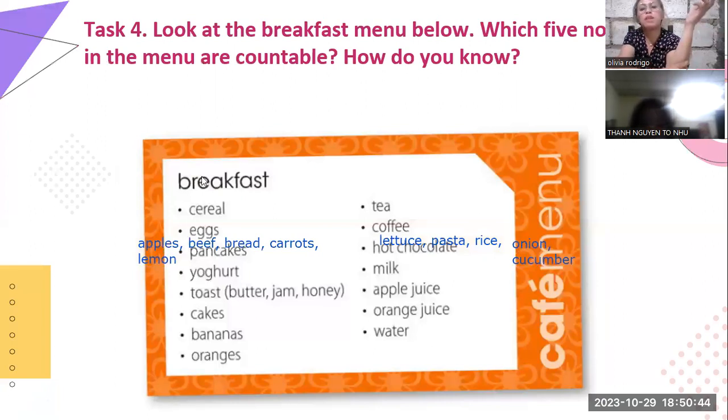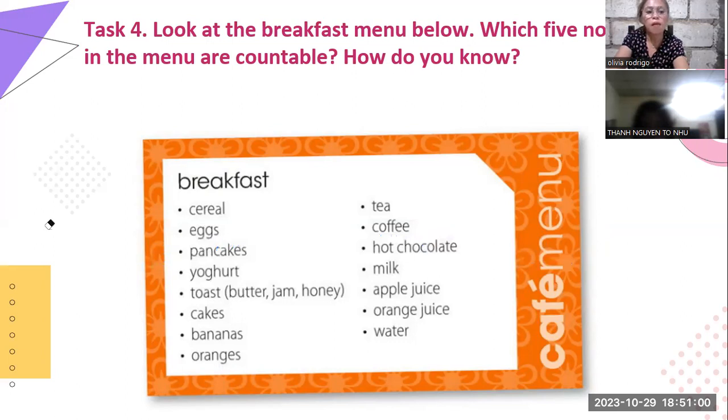So look at the breakfast menu below. Which five nouns in the menu are countable? Which are countable? Okay, please circle only, just circle. How do you know? Okay, so please try to give me five nouns in the menu that are countable. It means you can count. Okay, go, Tono.